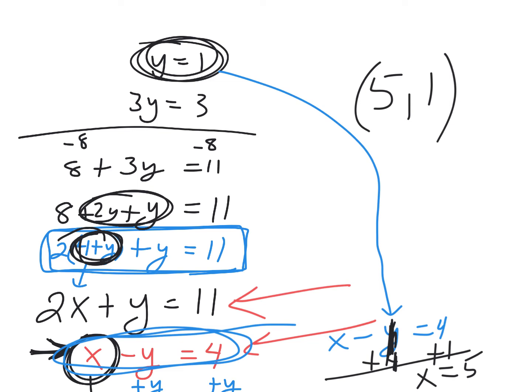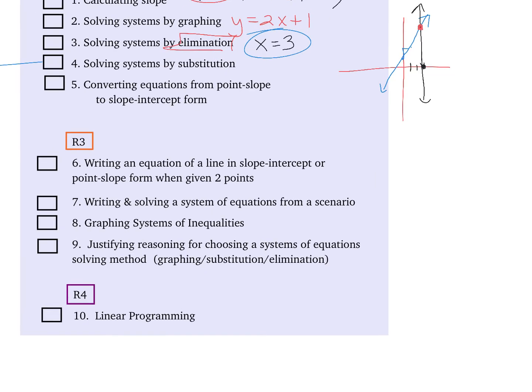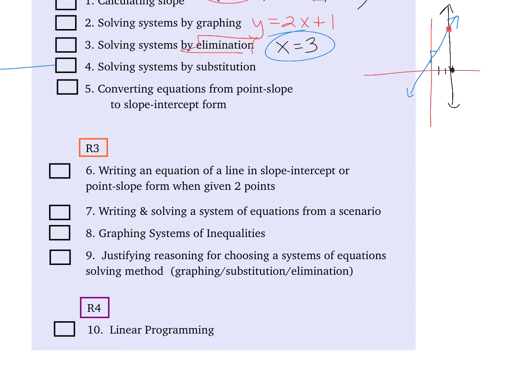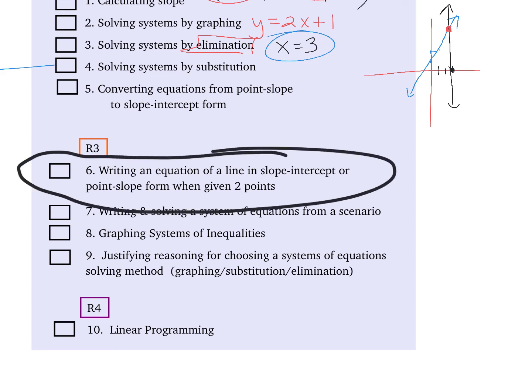Then there's one last thing, which is writing equations. That's the hardest thing. Let's see if you remember how to write equations, because it's on our concept list. I'll show you where it is. Writing an equation of the line when given 2 points. Oh, we should do that one too.